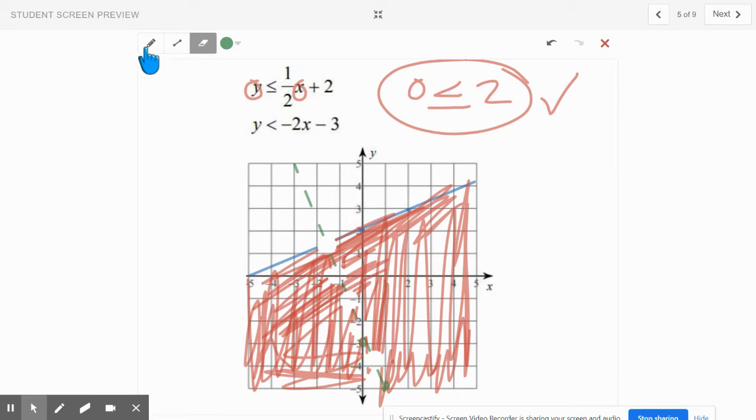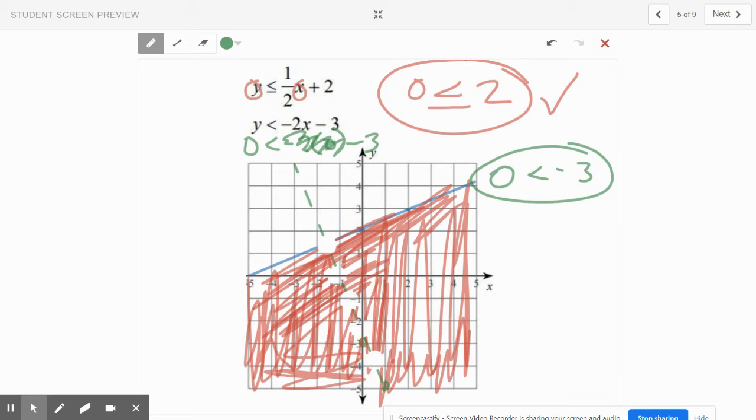And then it's going to be a 0, 0 would be shading to the right. Let's see, -2 times 0 minus 3. Well, obviously anything times 0. So 0 less than -3. 0 is not less than -3. 0 is bigger than -3. So we're going to shade this way. We're not going to shade over the 0 because it's a false statement.